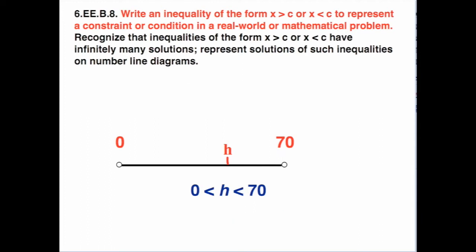Now what if it didn't include the 0 and the 70? Well, all you have to do is get rid of the equal part of it. So you'd have 0 is less than h is less than 70, but that gets a little bit lost in the translation. It's better to look at this and read that as h being a number between 0 and 70. And the word between indicates that it doesn't include either of the endpoints. It doesn't include the 0 or the 70.